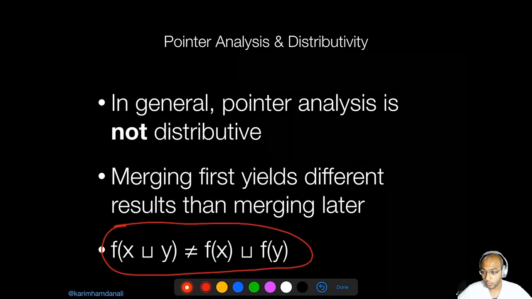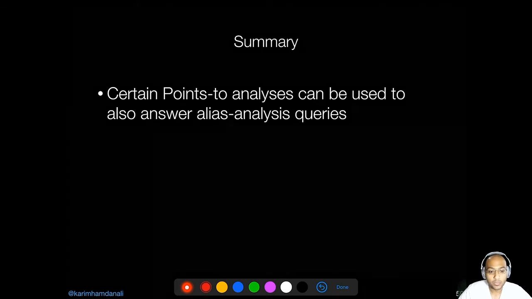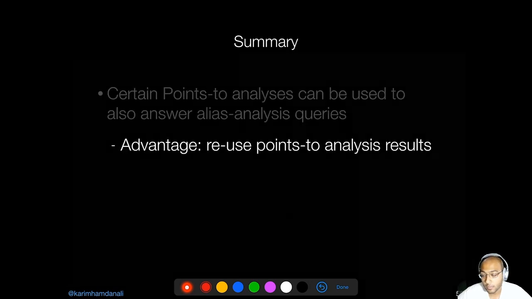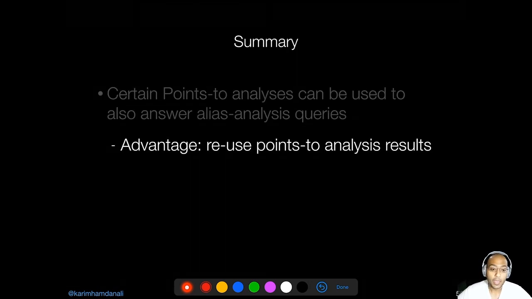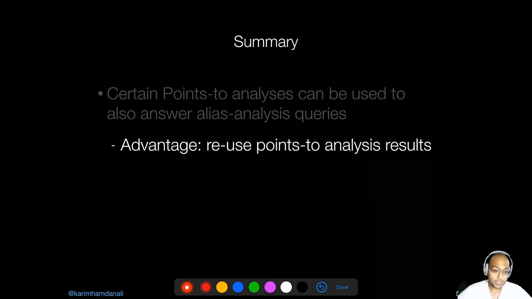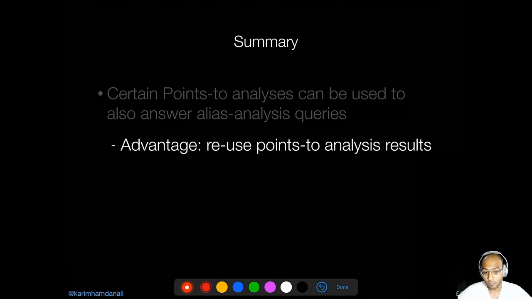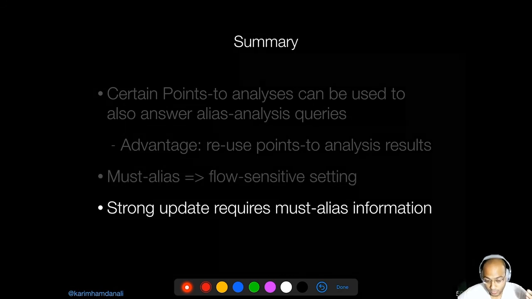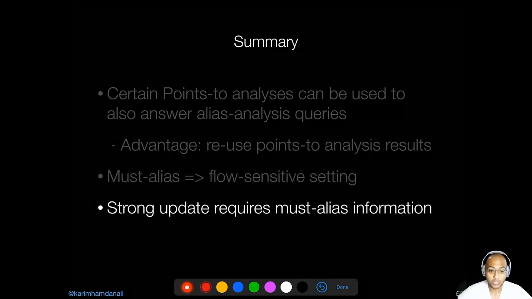So just a quick recap of our lecture today. We talked about certain points-to analyses that can be used to answer also alias queries. The advantage here is that you can just have one analysis, the points-to analysis, and you can reuse its result to find out more information about aliases and so on. Rule of thumb, must alias information means you need to have a flow sensitive setting, otherwise your analysis is going to compute garbage results. Strong updates consequently require must alias information, which means it also requires flow sensitivity or a flow sensitive analysis.